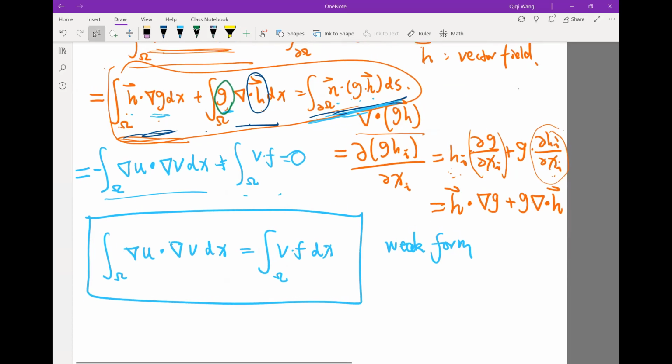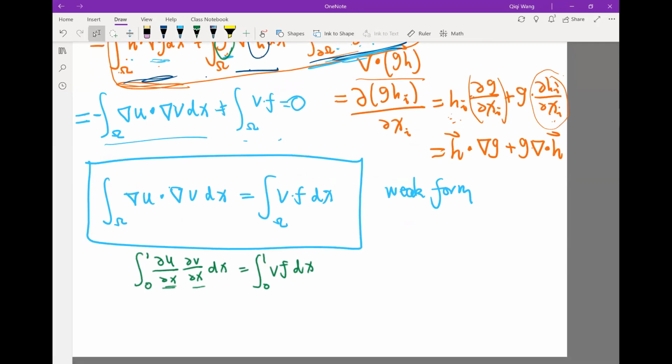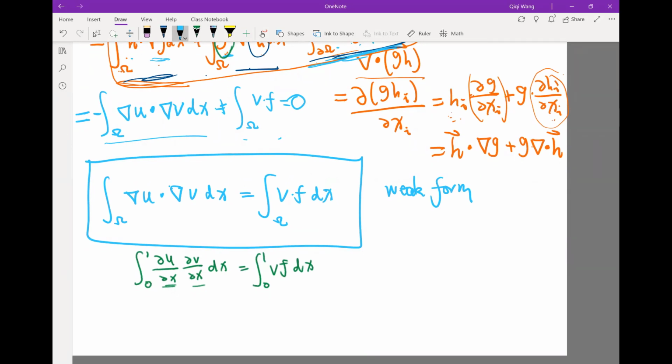And compare that, if you remember for a moment, our one-dimensional weak form, right? Integration of 0 to 1, partial u, partial x, partial v, partial x, dx, equal to integration from 0 to 1, v times f dx, right? It's a very good analogy, except you think of d/dx as the gradient in one dimension, and the multiplication is the dot product in one dimension. Okay, right. So now let's discuss how do we apply finite volume.